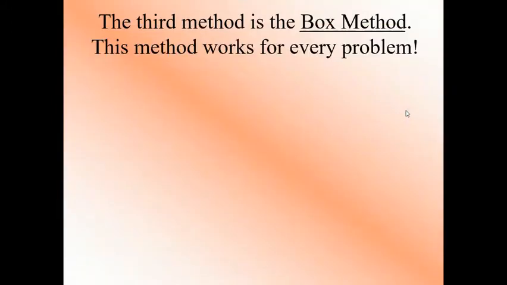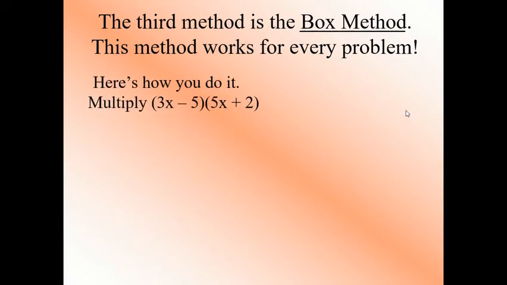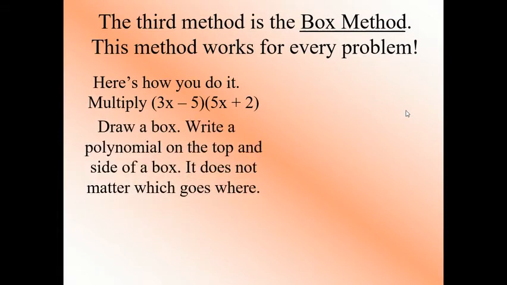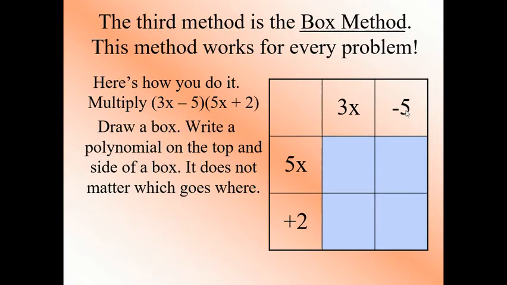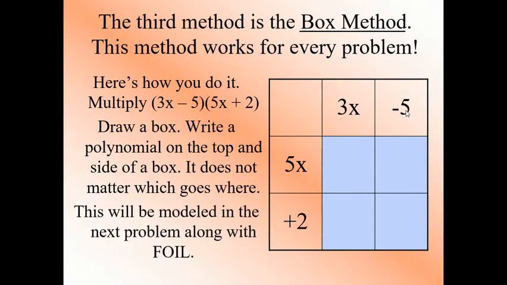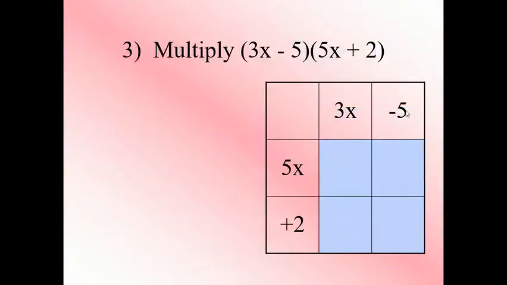The third method is the box method, and this method works for every problem. Here's how you do it. We're going to multiply 3x minus 5 and 5x plus 2. We're going to draw a box, and write a polynomial on the top and the side of the box. It does not matter which one goes where, just keep them together. This will be modeled in the next problem along with the FOIL.